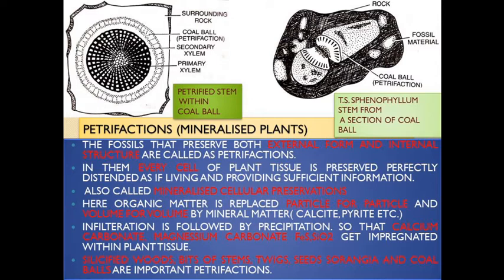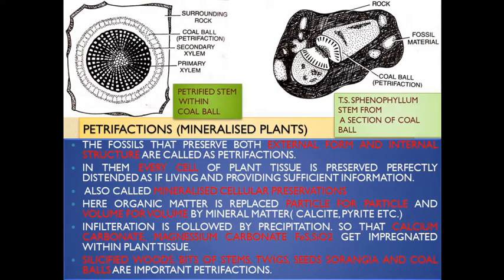They are important petrifactions. And on top right, you can see the transverse section of a sphenophyllum stem from a section of coal ball. Then we can see there are fragmentary details of the fossil material within the rock, and in the center there is coal ball petrifaction showing the structures present over there. It is a transverse section of petrifaction of a sphenophyllum fossil. It's a stem type. So the actual process of petrifaction is not well understood.